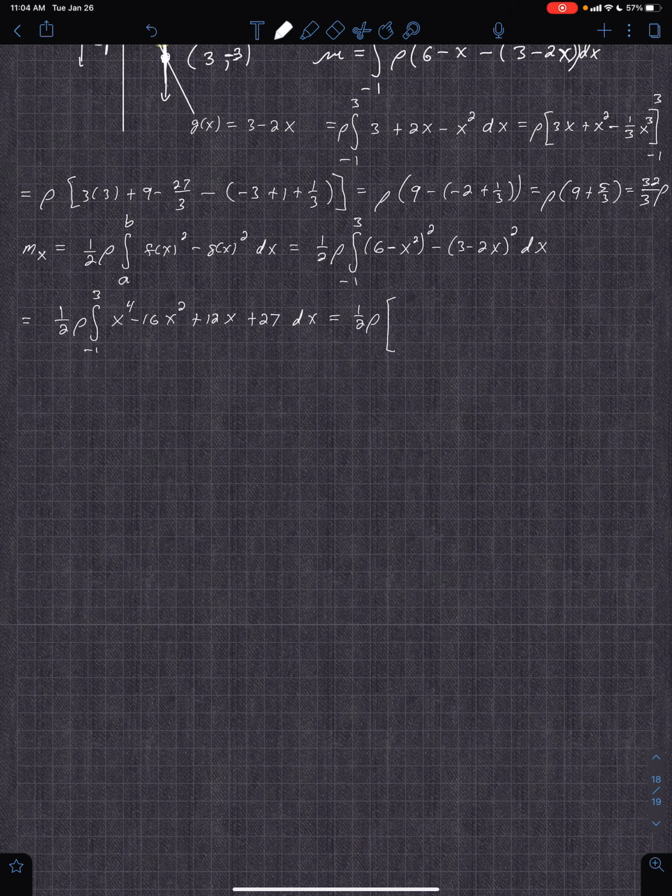You get what? 1/5 x to the 5th, etc. So you get 1/5 x to the 5th minus 16/3 x cubed. It was all just polynomial stuff. Pretty easy to do, just kind of tedious, right?